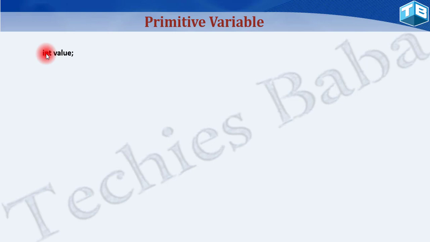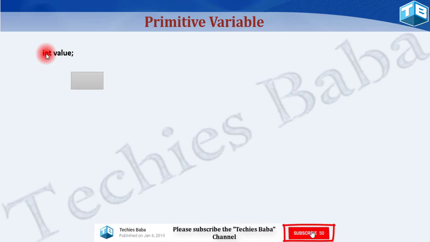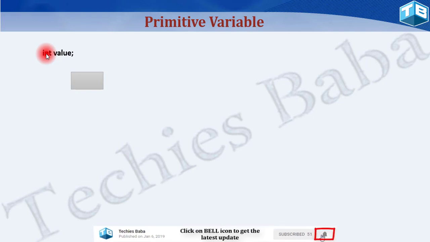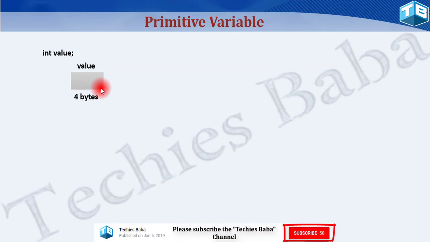Now what will happen with this? When we have the statement int value, what is happening inside the memory? Inside the memory, one block will be allocated. What is the size of the block? It depends on the type of the variable. We have used the type int, and because of that, the size of this block will be 4 bytes. So a memory of 4 bytes is allocated and the name of that memory will be value.